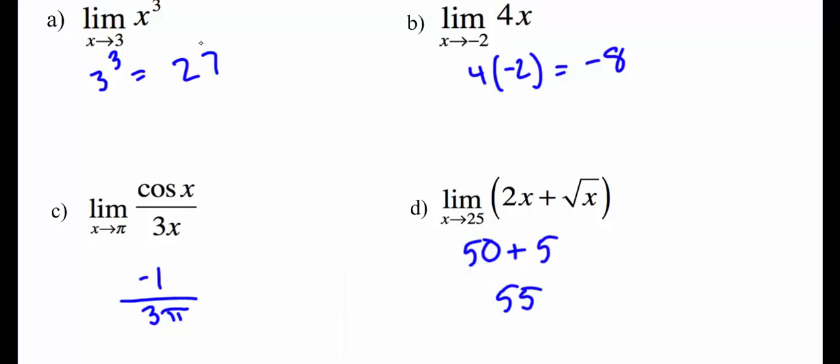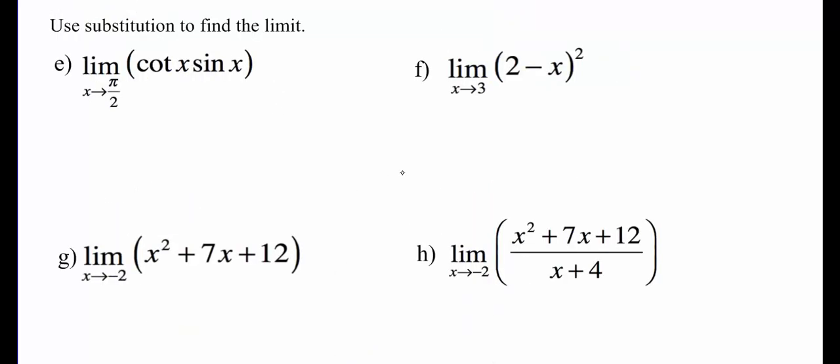And I know I'm moving through this fairly quickly, but it's just how quick these problems are. So we got 4 left. Let's keep going. The limit as x approaches pi over 2 of cotangent of x times the sine of x. Now, you could do some simplification on this first, but we're not going to worry about that. We're just going to do cotangent of pi over 2. Well, that's 0. The sine of pi over 2 is 1. We got 0.